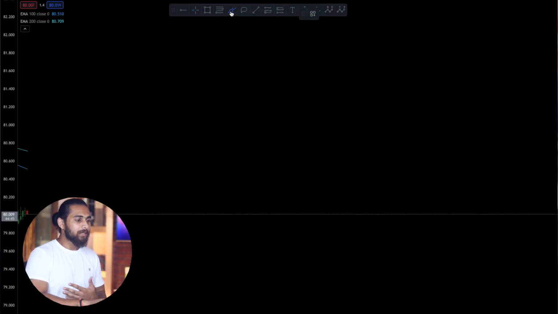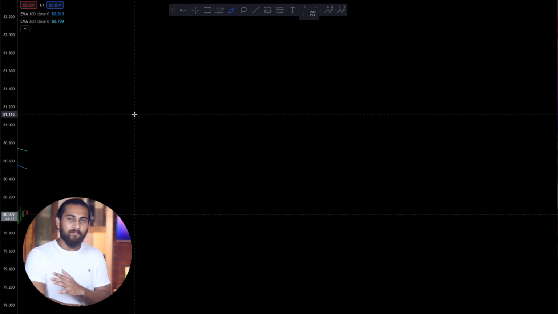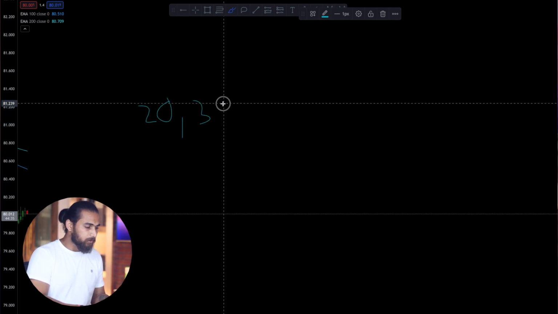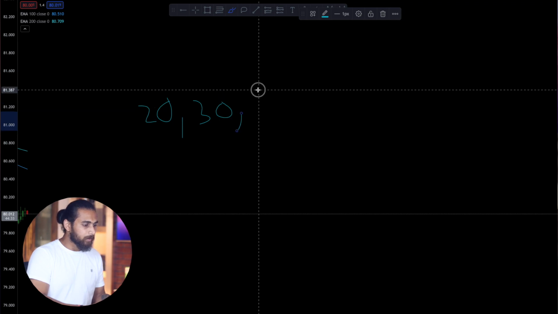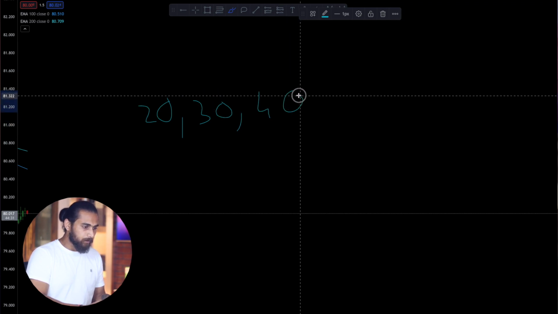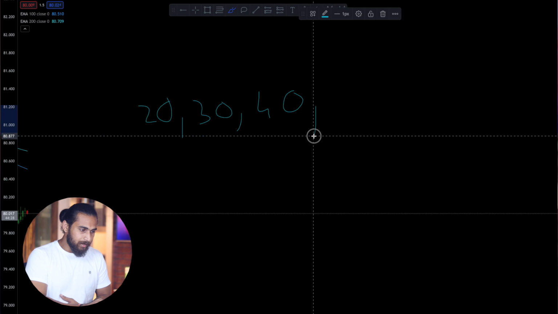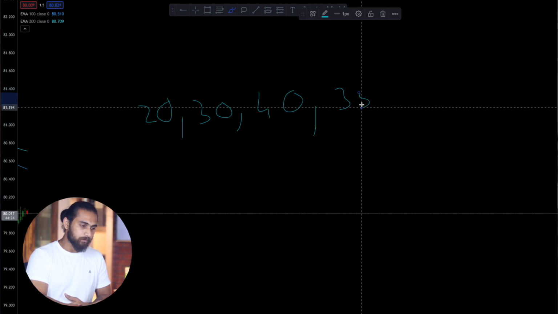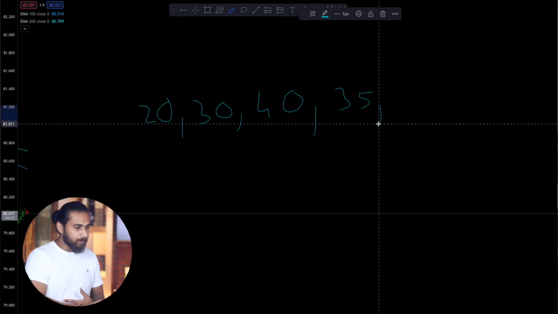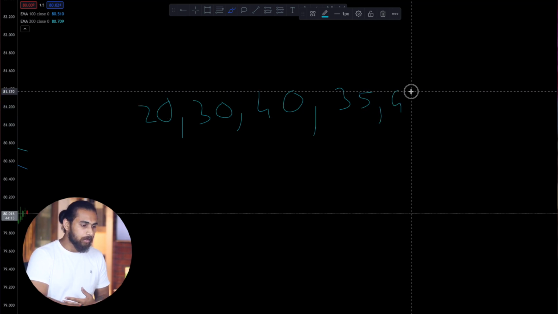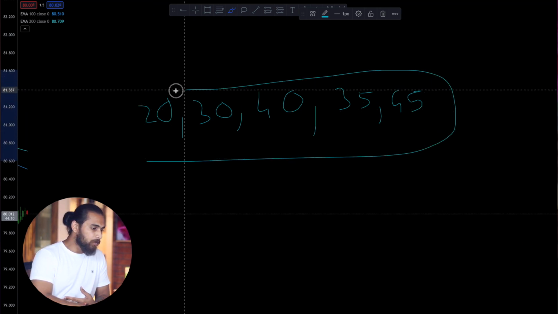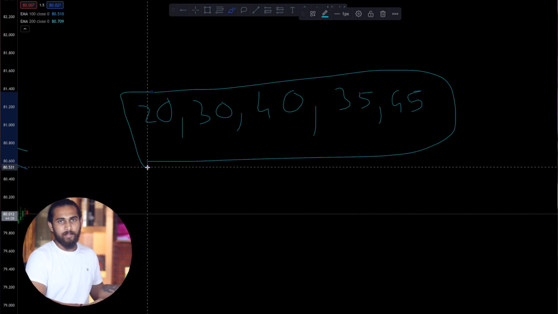Now let us say that we have 5 prices with us. That is 20 is the price of day 1, and then we have 30, which will be the price of day 2. Then we will have 40, which will be the price of day 3. Then let us say 35 will be the price of day 4, and then we will have the next price, which will be 45, and this will be the price of day 5. So now we have prices of 5 days.